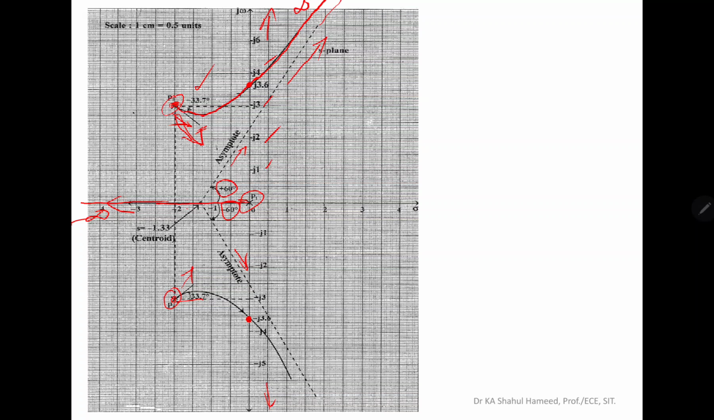Similarly, I am starting the root locus branch at P3, which is parallel to the angle of departure, my plus 33 degrees. I am just turning, and I have to touch the crossing point on the imaginary axis, minus j 3.6, and after that I have to extend, and then that locus branch should be parallel to the asymptote, and it will meet zero at minus infinity. So this is the way we can draw the root locus for a given problem.